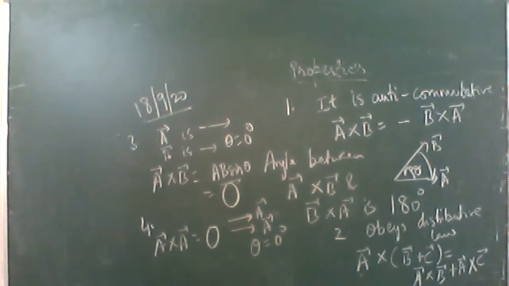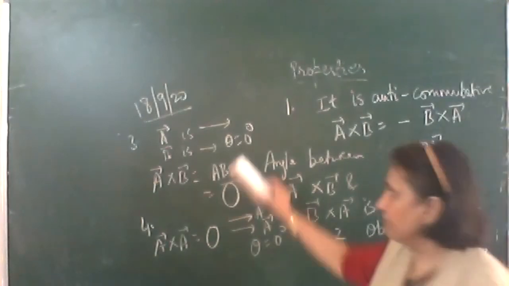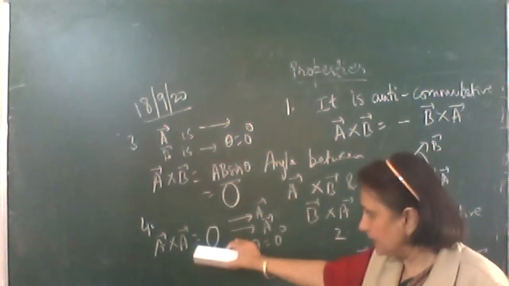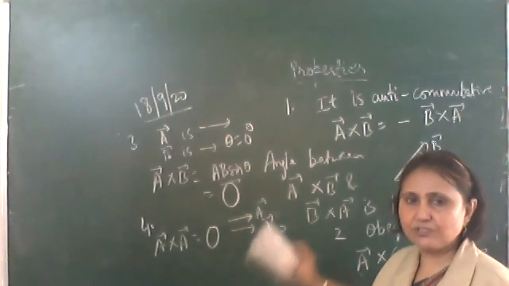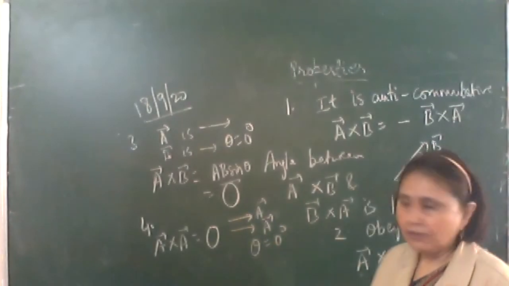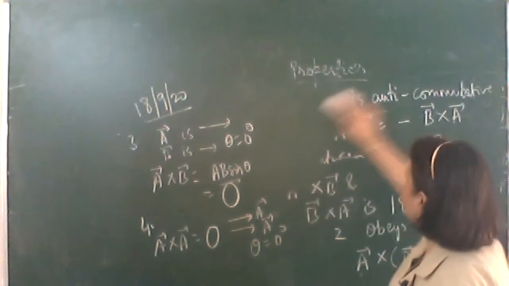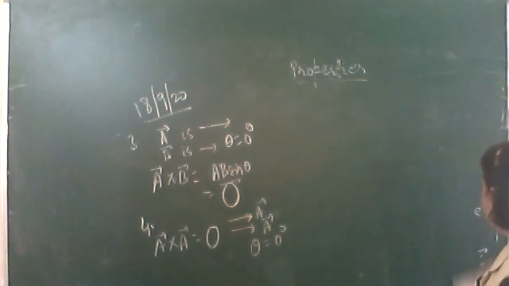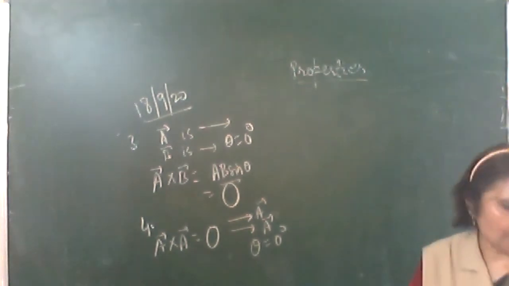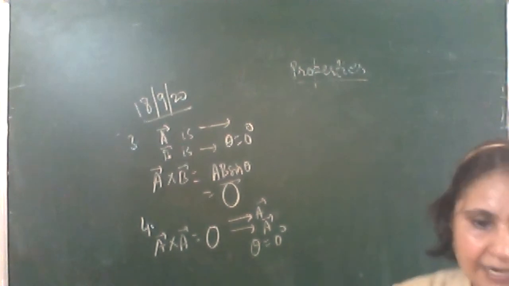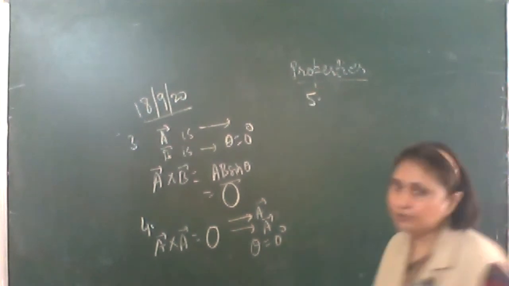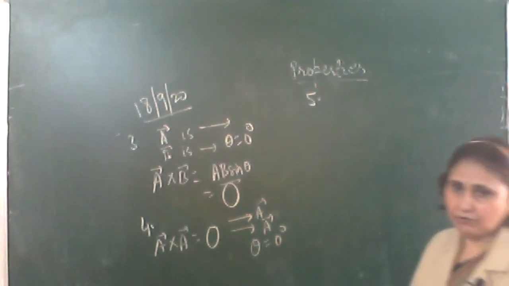Okay, next write down the next property. So we have found out the vector product of two vectors acting in the same direction is 0. A vector product of a vector with itself is also equal to 0 vector. Now let's find out the vector product of two perpendicular vectors. First we'll find the magnitude. So write down the magnitude of the vector product of two perpendicular vectors.